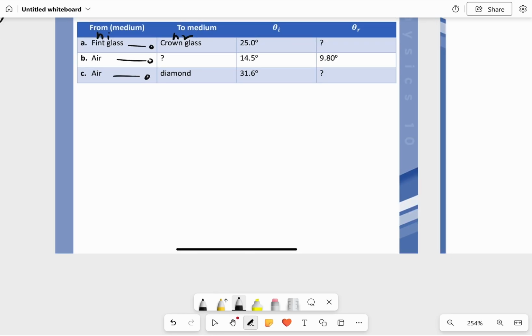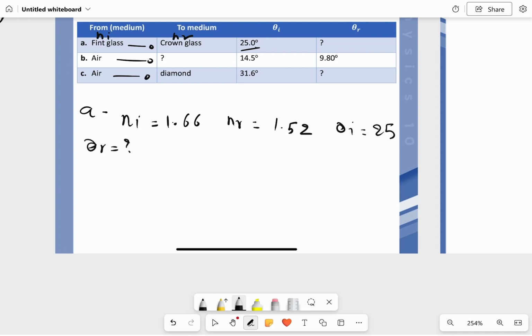Now let's solve A. Ni for thin glass, if you go back to the table, is equal to 1.66. Crown glass is equal to 1.52. We have theta i, which is equal to 25. We have only one thing left, which is theta r.